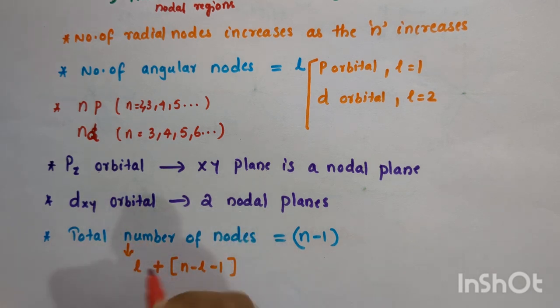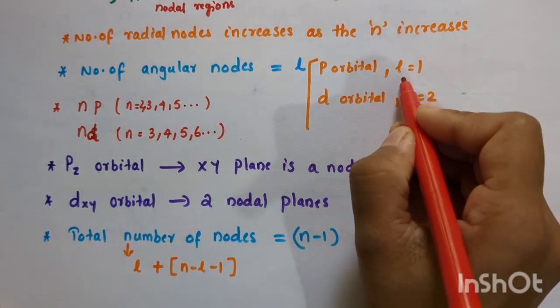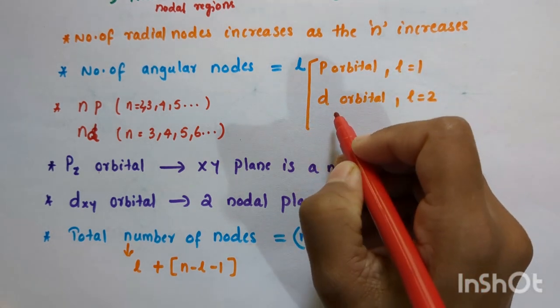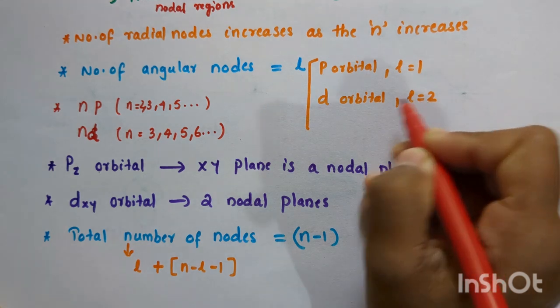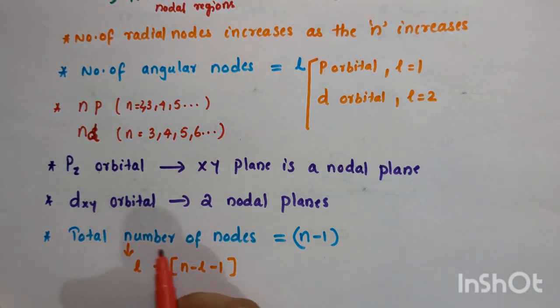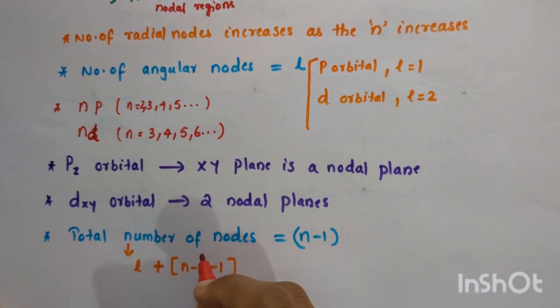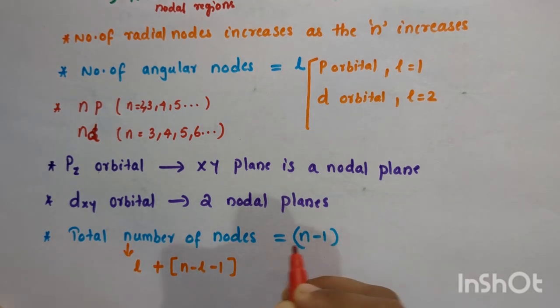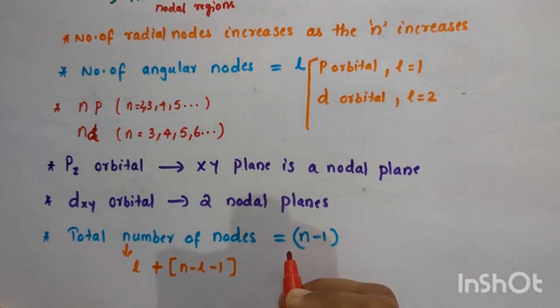The number of angular nodes is given by the azimuthal quantum number l. So for the p orbital, the number of angular nodes will be equal to 1 because for the p orbital the l value is 1. For d orbitals, the number of angular nodes will be equal to 2 because for the d orbital the azimuthal quantum number l is equal to 2. If you consider the total number of nodes, meaning the sum of angular nodes and radial nodes, the total number of nodes is equal to n minus 1, where n is the principal quantum number.